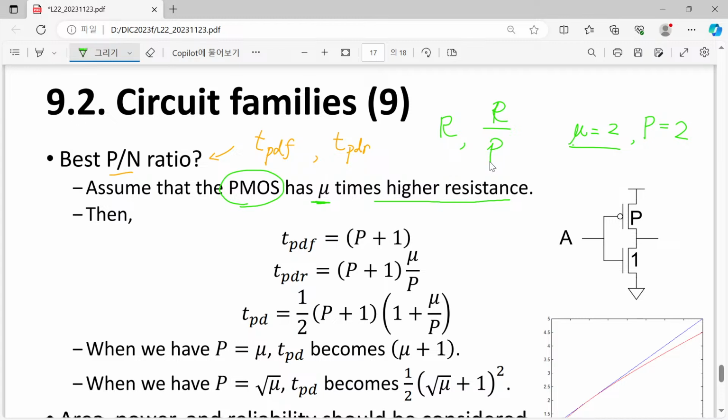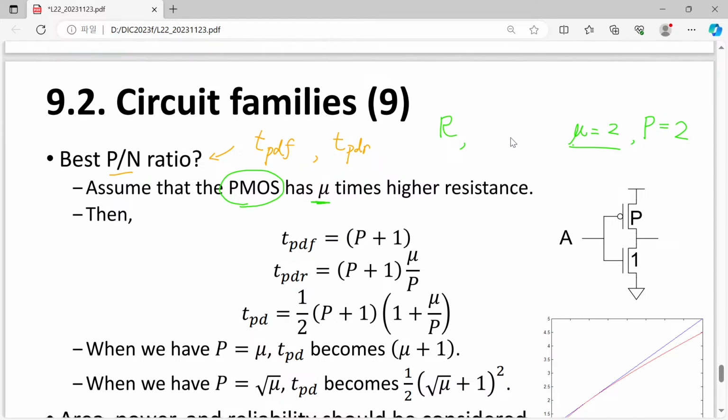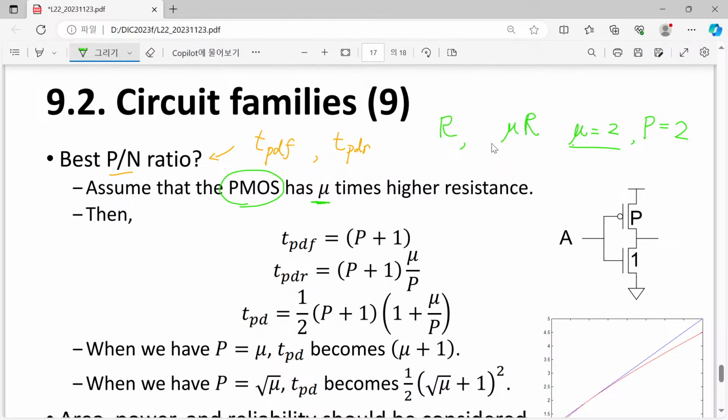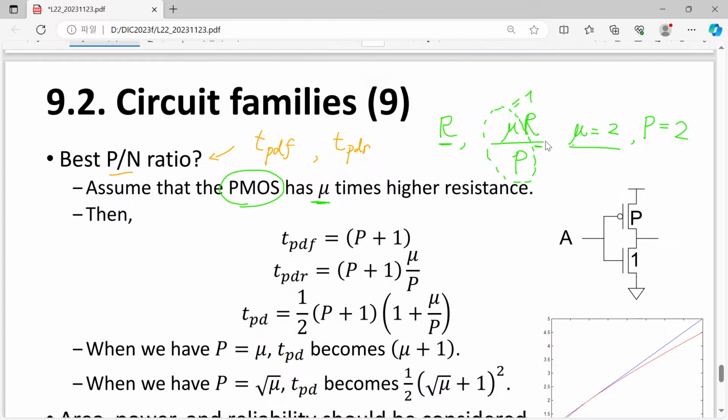Sorry about that. So in the case of a P MOSFET, it has larger resistance due to the mobility degradation. However, it is compensated by our wider width P. So if we say mu equal to P, then this factor goes to 1, and so N MOSFET and P MOSFET are balanced. That was actually our previous approach.